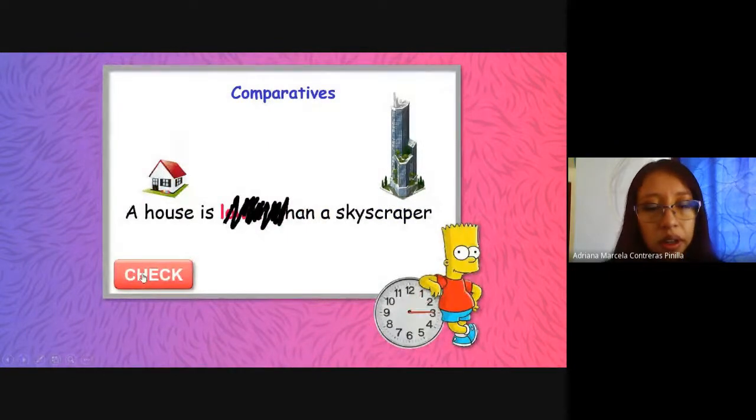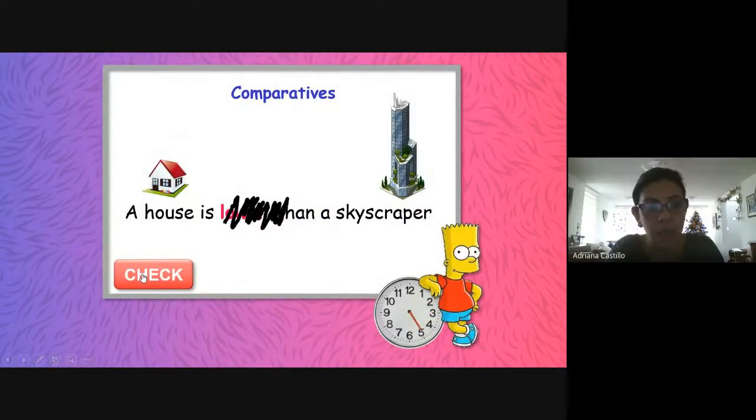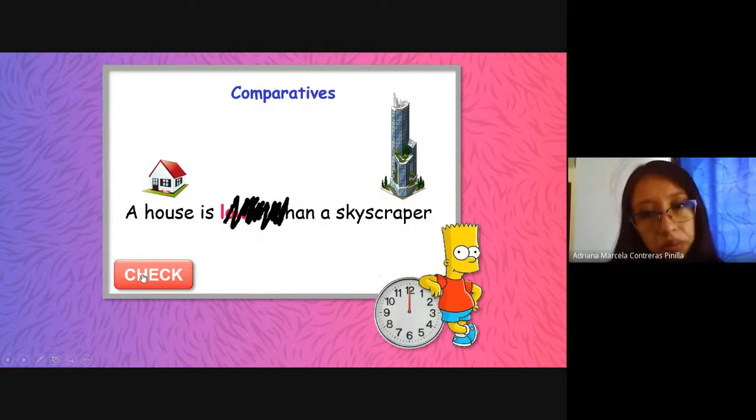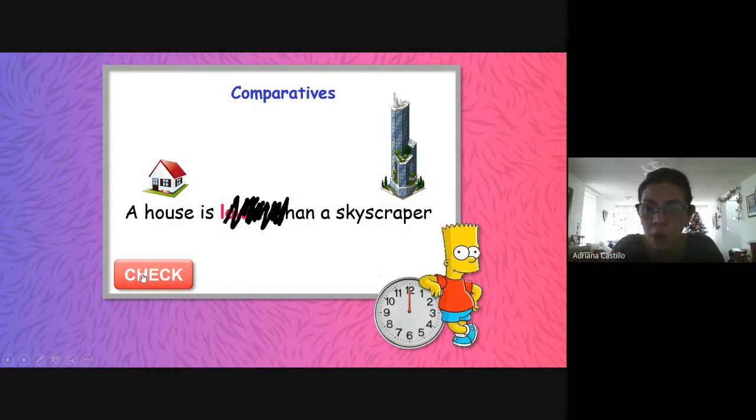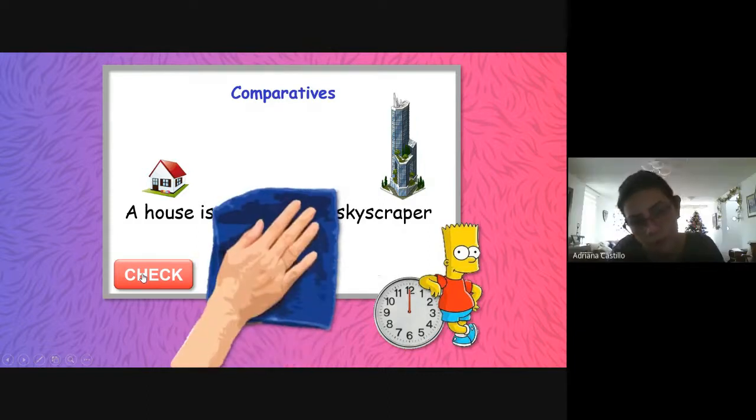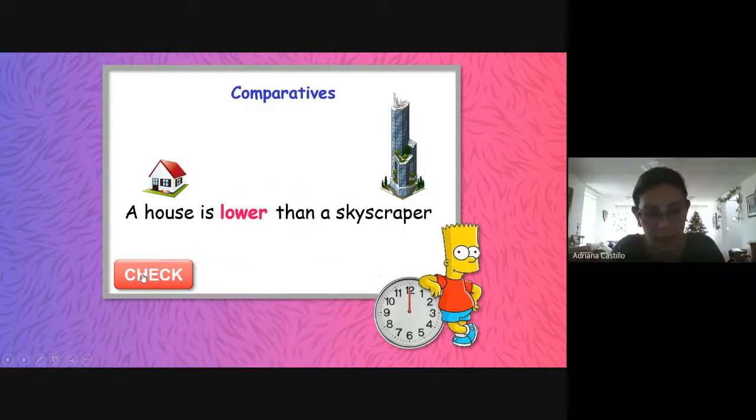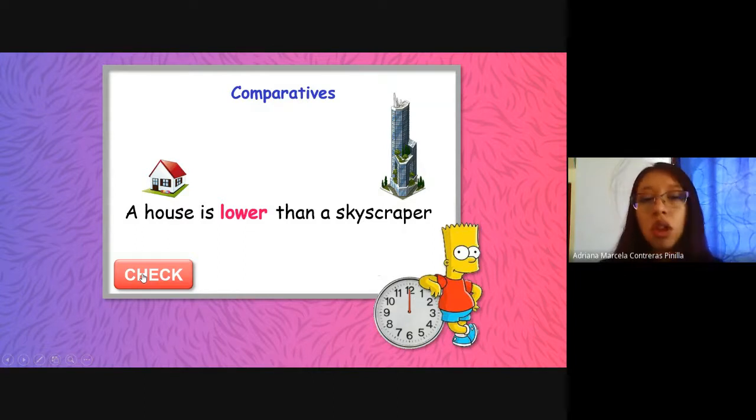A house is smaller than a skyscraper. We can say smaller, but we can also say lower. Don't worry for the adjective. You can say, for example, a house is smaller than a skyscraper. It's a good example.